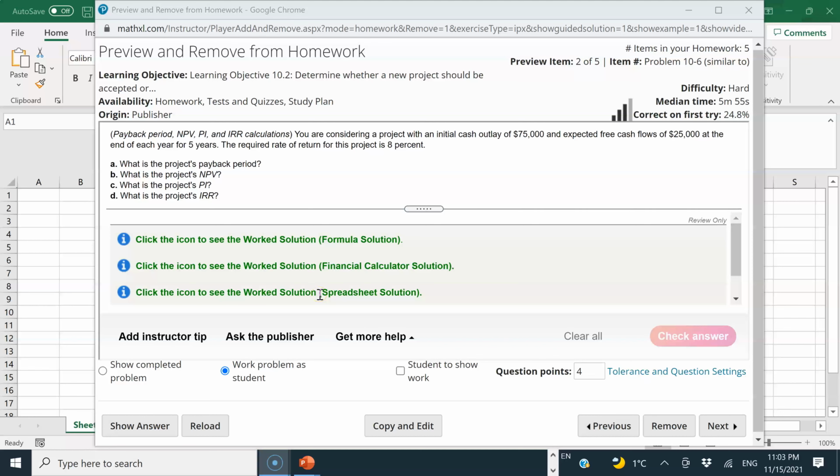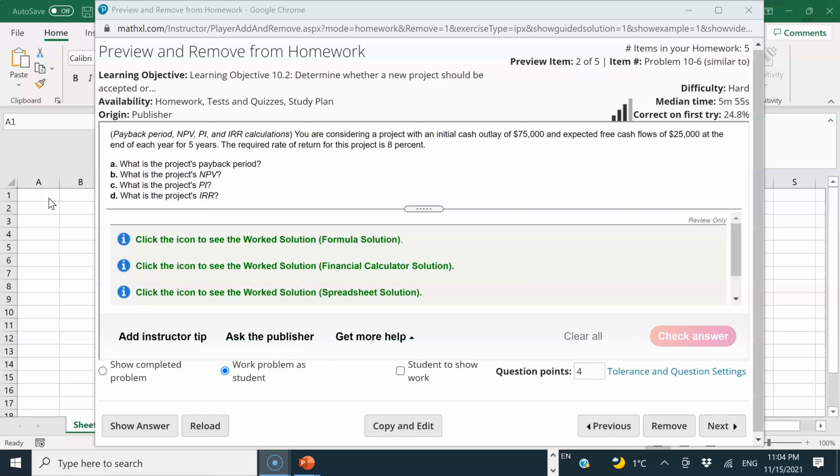I want to use this question as an example to illustrate how to use Excel to calculate a payback period and PVA, PI, and IRR. You are considering a project with an initial cash outlay of $75,000 and expected free cash flows of $25,000 at the end of each year for 5 years. The required rate of return for this project is 8%.